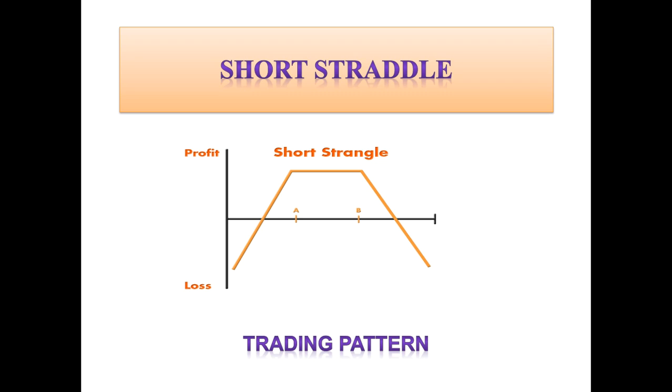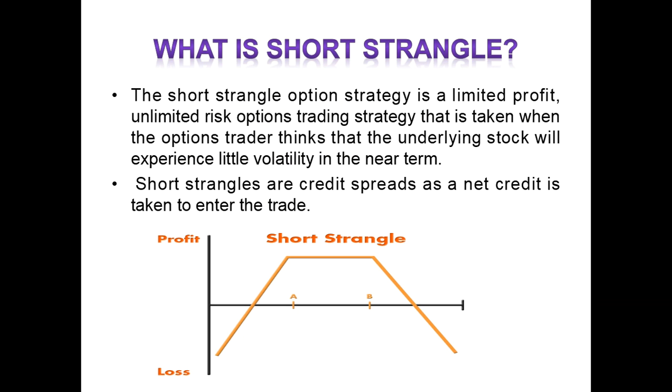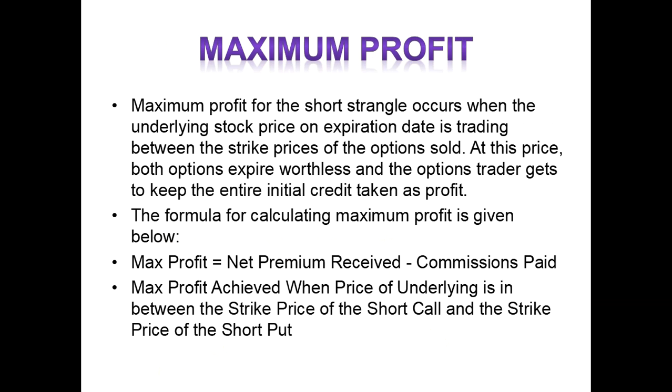Now, let's look at the short strangle risk strategy for trading. What is the short strangle? The short strangle option strategy is a limited profit, unlimited risk options trading strategy that is taken when the options trader thinks that the underlying stock will experience little volatility in the near term. Short strangles are credit spreads as a net credit is taken to enter the trade.